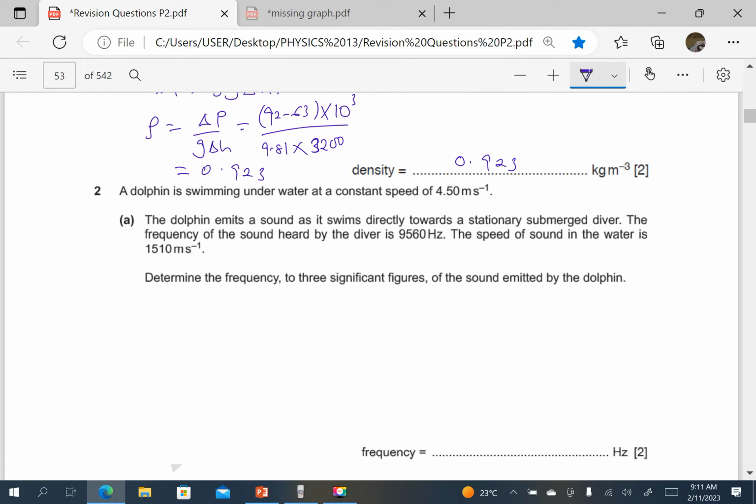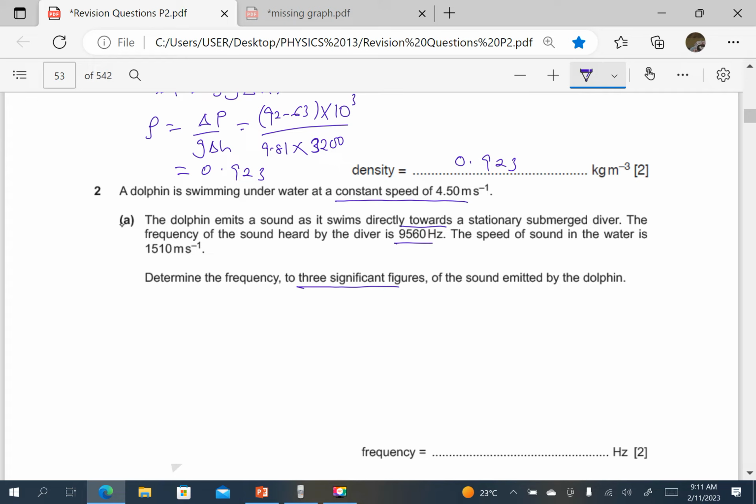A dolphin is swimming underwater at a constant speed. The dolphin emits sound as it swims directed towards a stationary observer. The frequency of the sound heard by the observer is 9560 Hz. The speed of sound in the water is 1510 meters per second. Determine the frequency, to three significant figures, of the sound emitted by the dolphin.